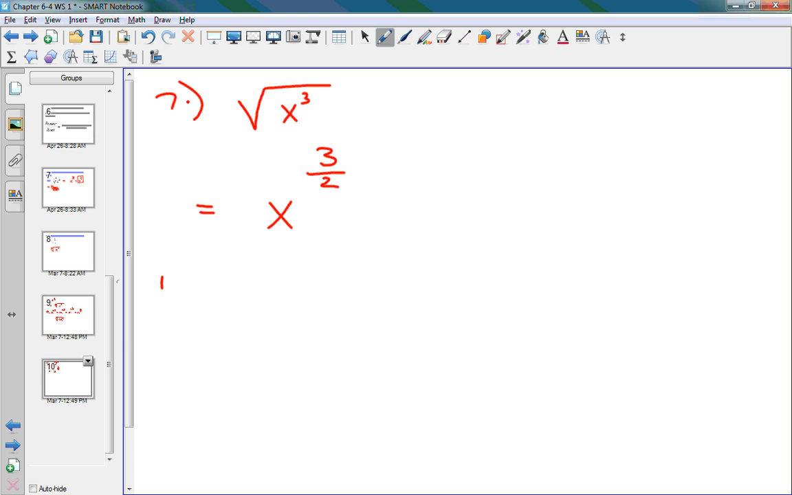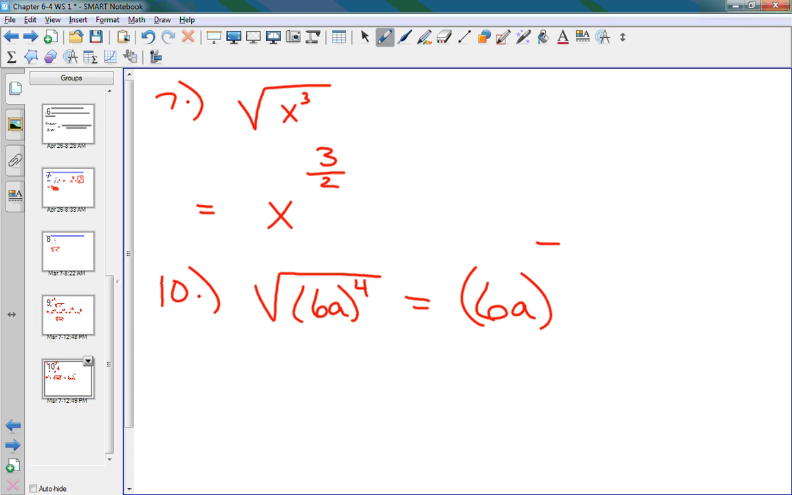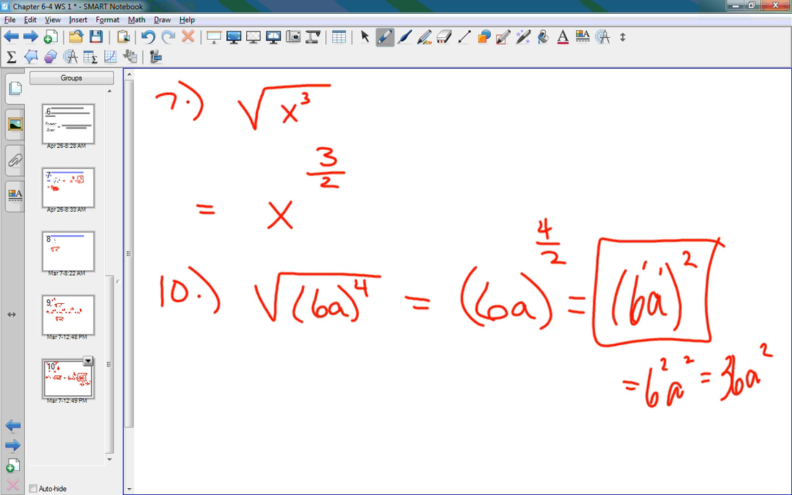Okay? Number 10. I have the square root of parentheses 6a to the 4th. What's my base? 6a. My base is 6a. I have parentheses around it, and I have my fraction bar. 4 over 2. Now, am I going to let you leave it as 4 over 2? No, because I can reduce that. So what's 4 over 2 actually? 6a squared. Do we all understand that? Yay or nay? Just to let you know, to simplify, that could be 6 squared, a squared, which is 36a squared. It's only asking for this, but you could finish it, right?